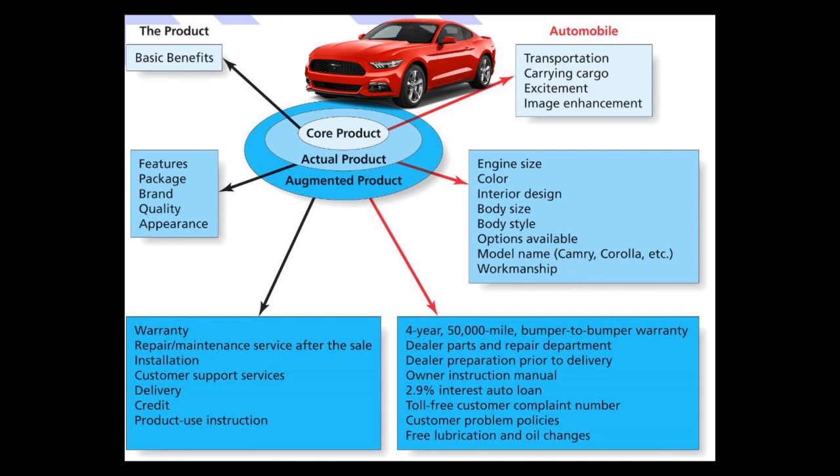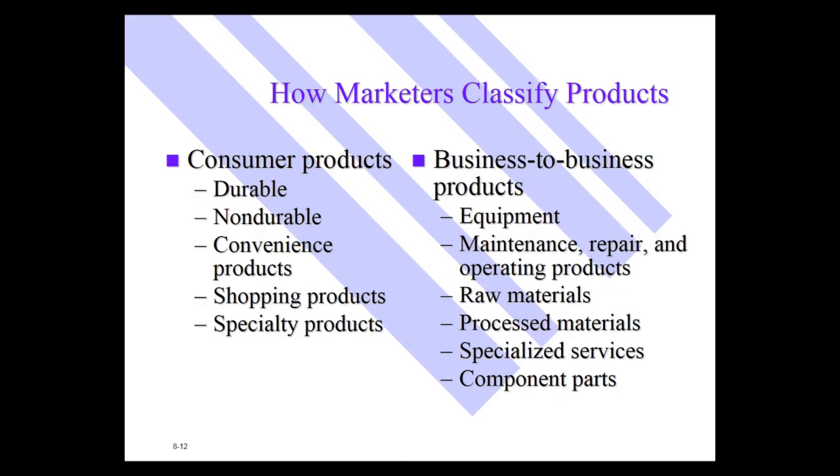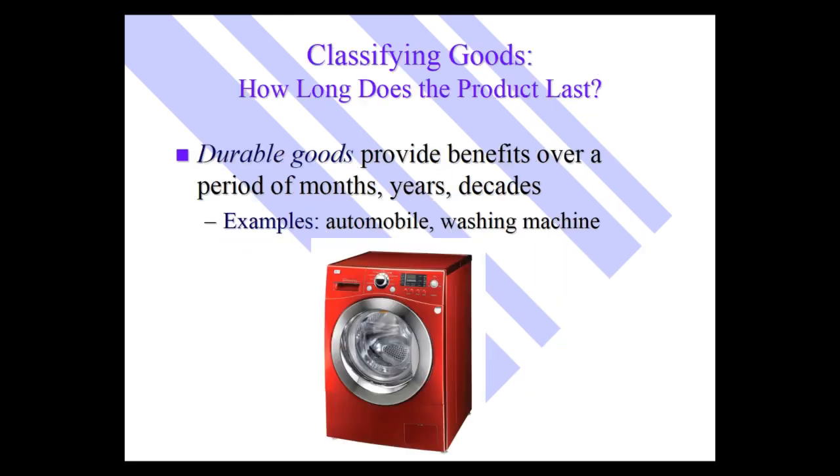Marketers classify products as consumer products or business to business products. And then within those, we've got classifications. Within the consumer products, we've got consumer durables and non durables. Then looking at it a different way, we've got convenience products, shopping products, and specialty products. For business to business, we've got equipment, MRO, maintenance, repair, and operating products, raw materials, process materials, component parts, and specialized services. Let's look at those one at a time, starting with consumer durable goods.